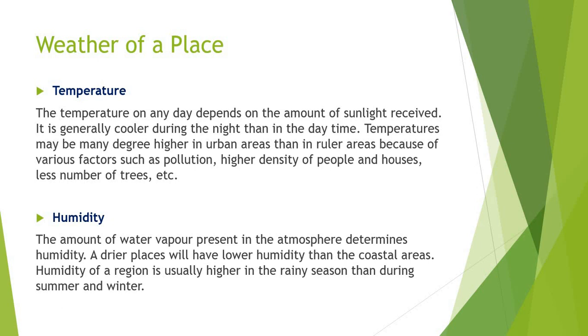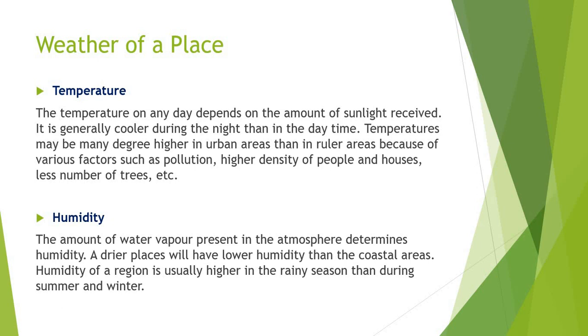The temperature may be many degrees higher in urban areas than in rural areas. Why? Because of pollution. In urban areas, the pollution is more. That's why the temperature can be affected by this pollution, and urban areas may have a higher temperature than rural areas. So pollution is one of the factors which affect the temperature. Even the higher density of people, houses, and fewer trees also affect the temperature.